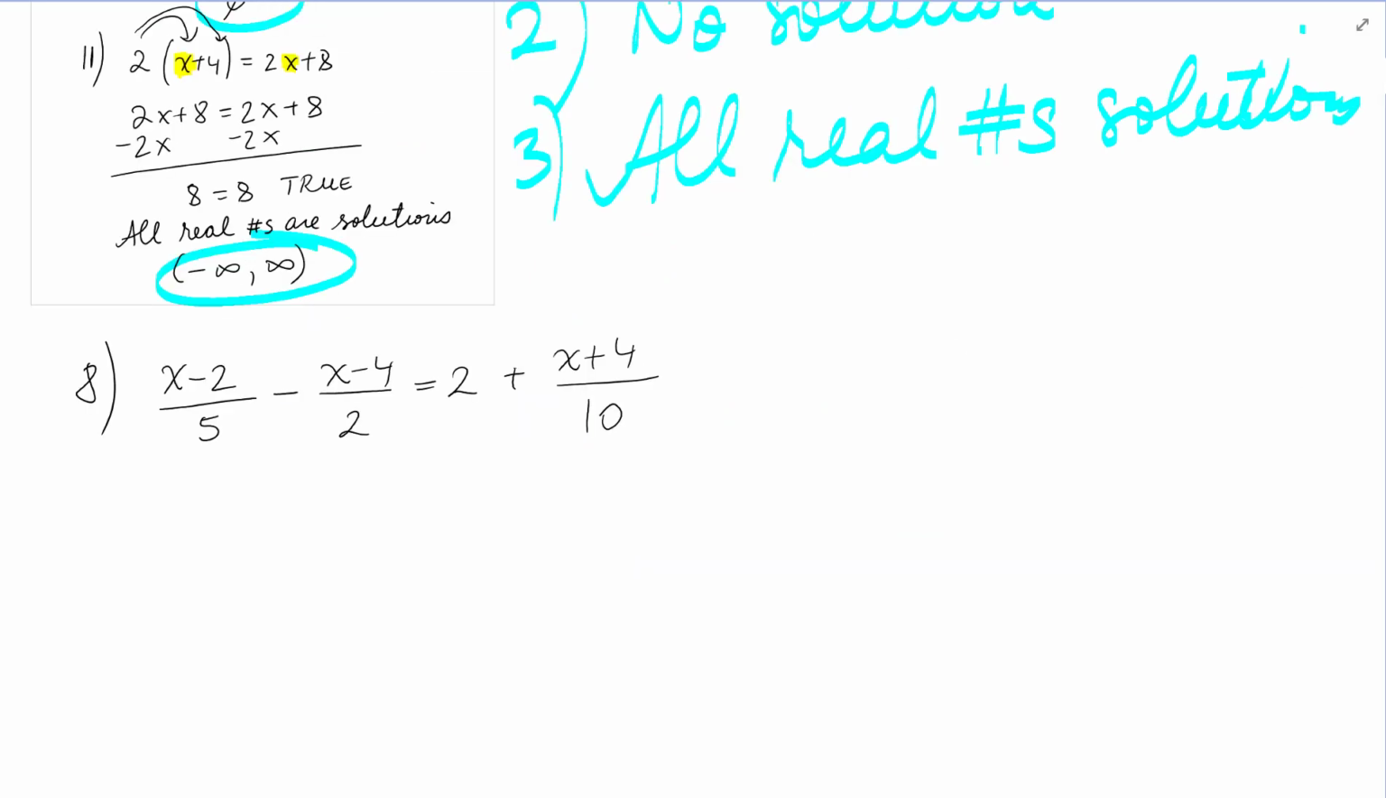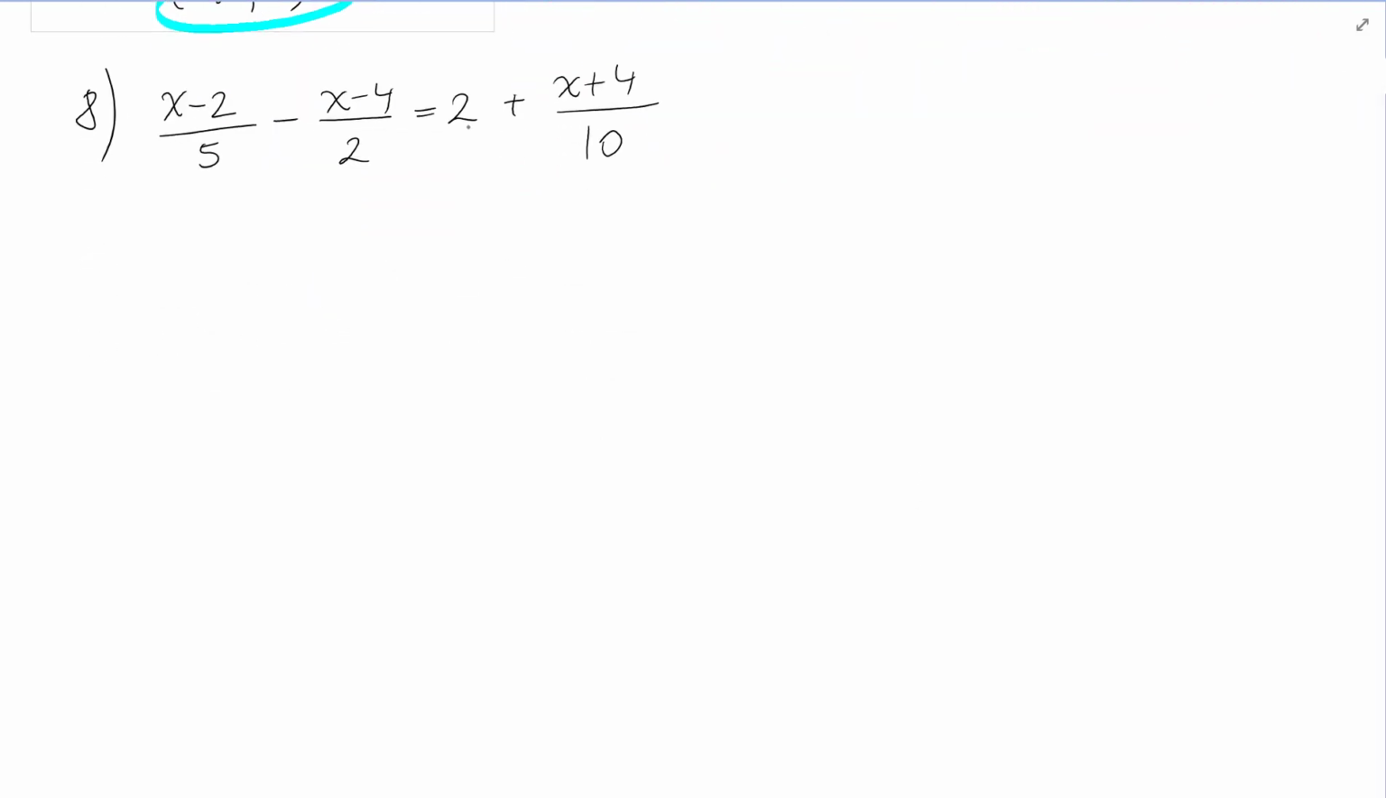And let's solve a couple more problems. Problem 8 was x minus 2 over 5 minus x minus 4 over 2 equals 2 plus x plus 4 over 10. So this is a linear equation, but it contains fractions. So the very first thing that I'm going to do, first of all, I'm going to put 2 over 1 so that I can see all the denominators: 5, 2, 1, and 10.